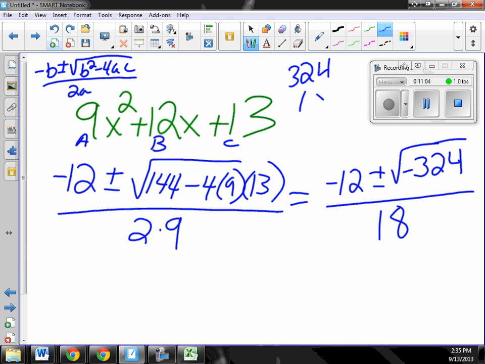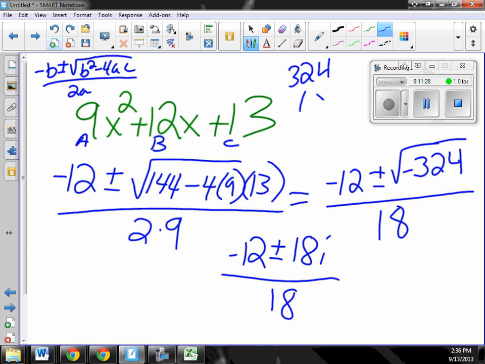I don't think so. 18 and 18? Really? Good guess. Nice job on that plus 13. All right, so negative 12 plus or minus 18i over 18.